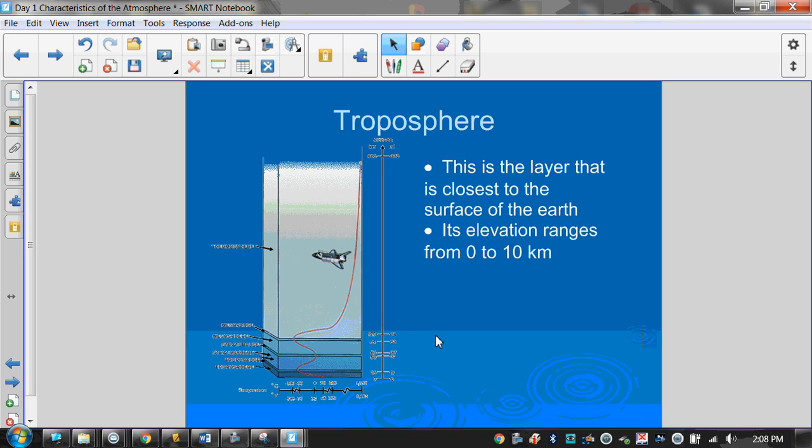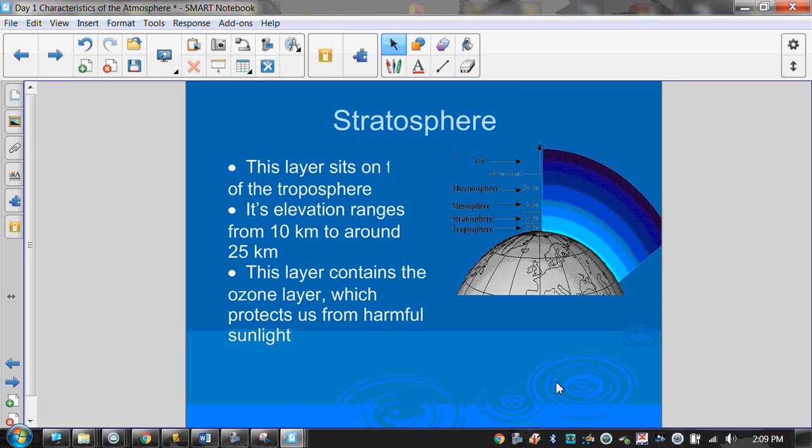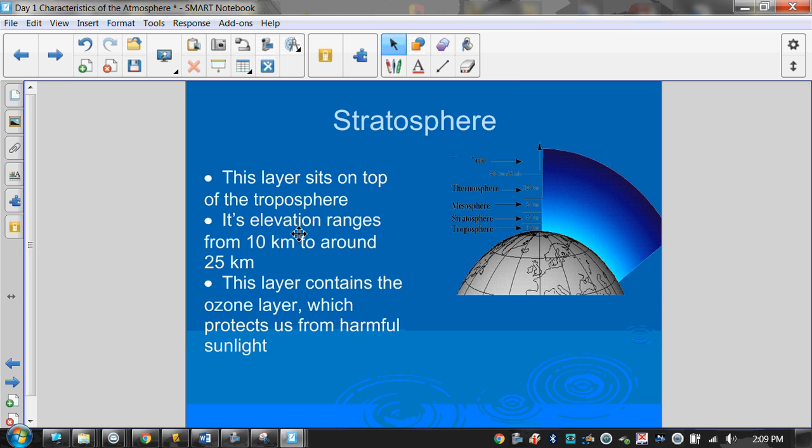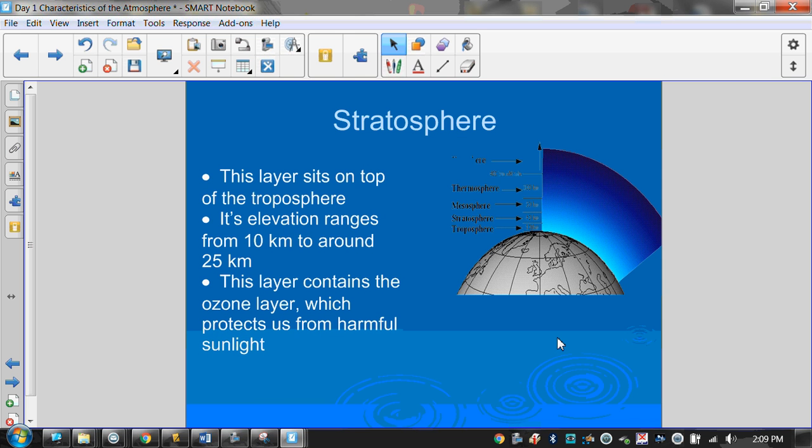So once again, our troposphere is closest to us, but if you look at it, the elevation is not very high. Look at how small it is. Remember I was saying that there's only that very thin layer around the planet where we can actually live. You can see as you go through the troposphere that the temperature starts to change. As you get higher up, it starts to get colder. Our stratosphere is next, sitting on top of our troposphere. It's also not very thick, but really important, because it contains our ozone layer. We talked about how that protects us.